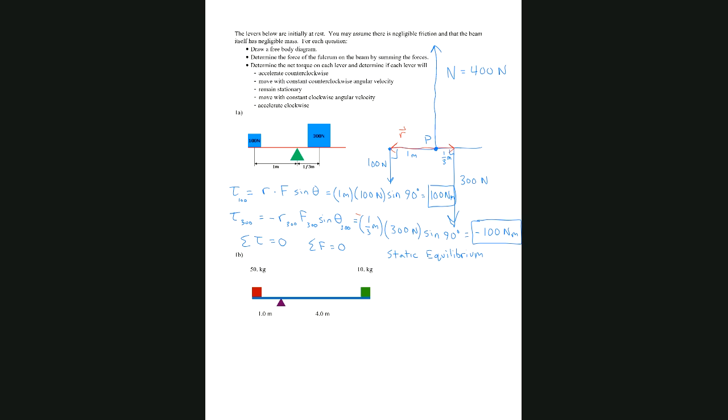On the problem below, try the same approach that I had done. See if that beam is in static equilibrium or not. If not, which way would it tend to want to angularly accelerate?